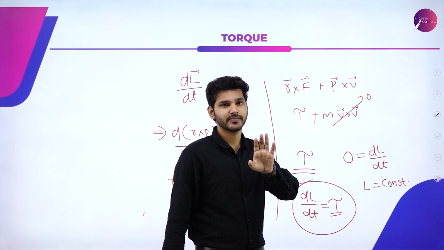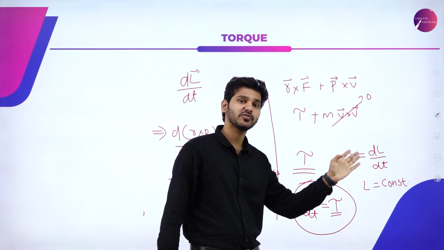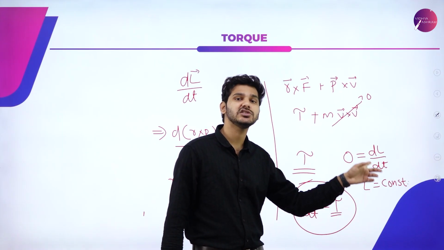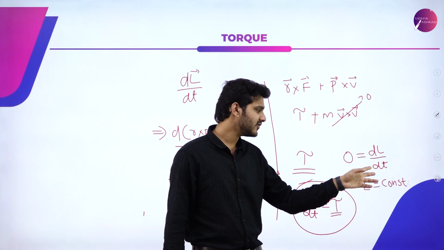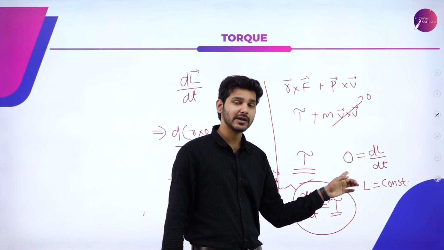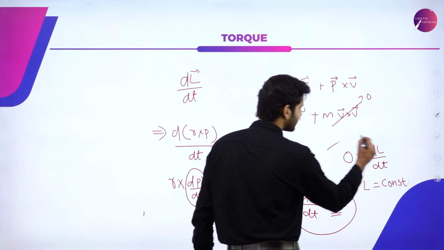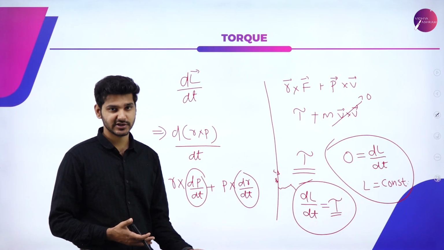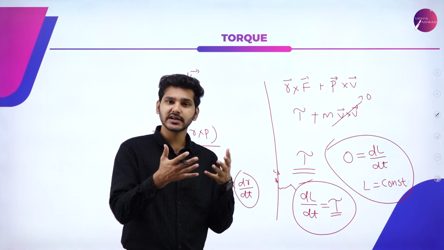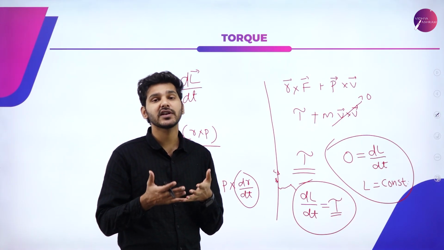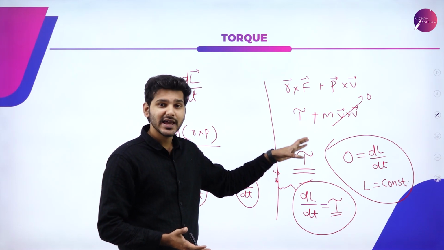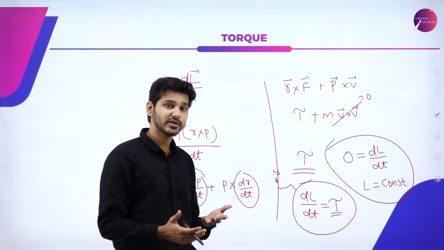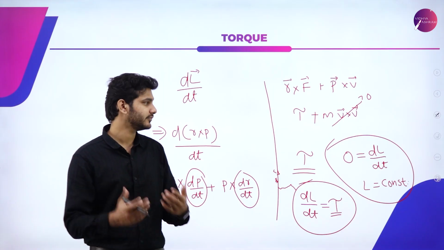dL means change, position 1 minus position 2. Only if position 1 and position 2 are the same do we get 0, which means L is not changing. It is a constant value. Then we can say that dL by dt equal to 0 implies L is a constant. This is known as the law of conservation of angular momentum. In the absence of an external torque, the net angular momentum of a body remains unchanged, or constant. That is known as conservation of angular momentum.